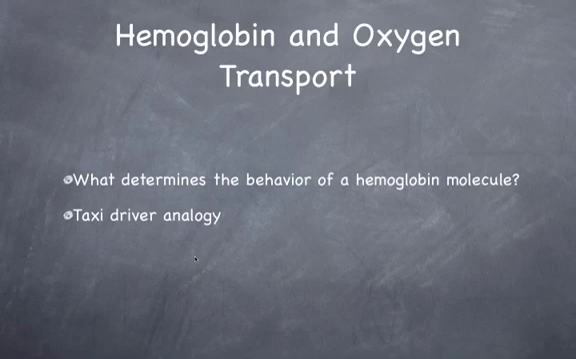Because really the question is, what determines whether or not hemoglobin is going to load or unload oxygen? So that is to say that the protein hemoglobin can either pick up oxygen, which it does in the alveoli, we call that loading, and it can unload oxygen, or give up oxygen, which we call unloading, and that happens in the tissues of the body. But how does hemoglobin know what to do? How does it know if it's supposed to load or unload?